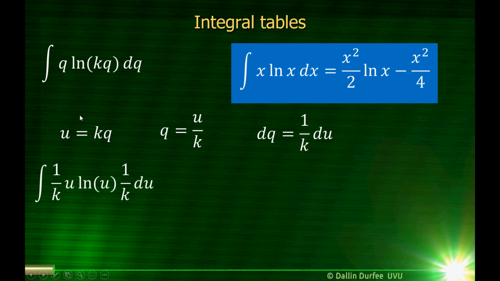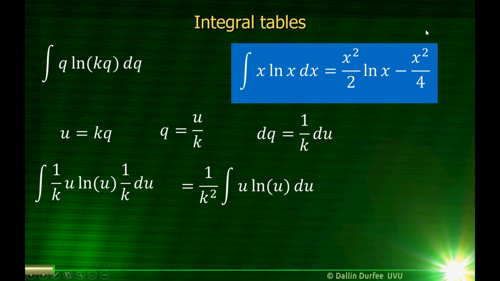So I can plug that all in. So q is 1 over k times u. Then we have the natural log of kq, which is just u. And then dq becomes 1 over k du. Now, these 1 over k's are constants, so they come out, and I can write this as 1 over k squared times the integral of u natural log of u du.